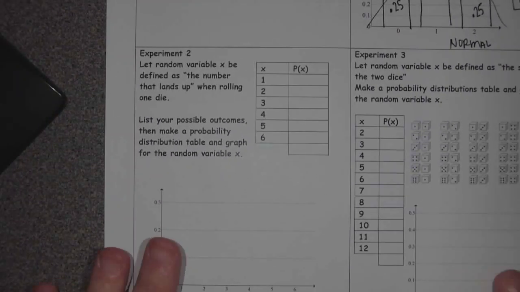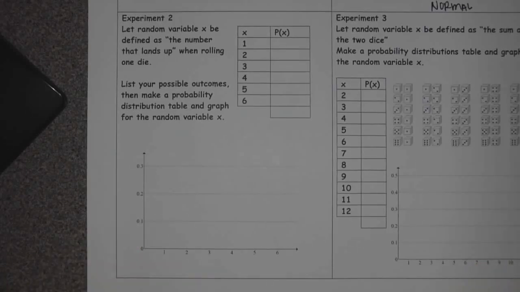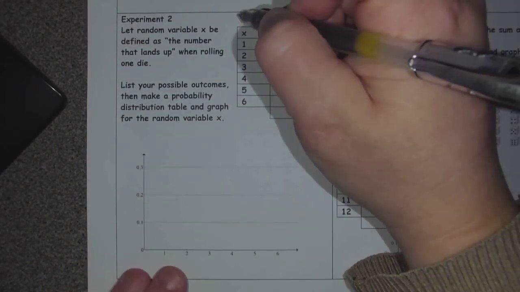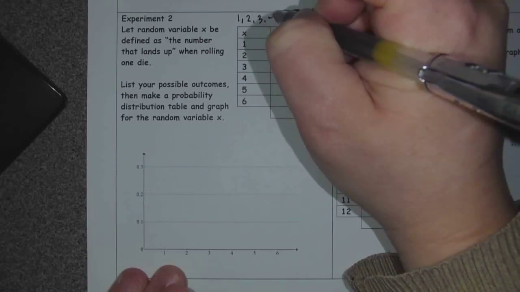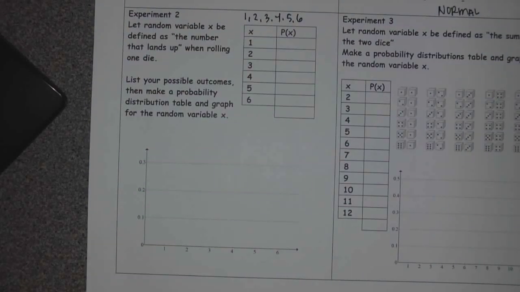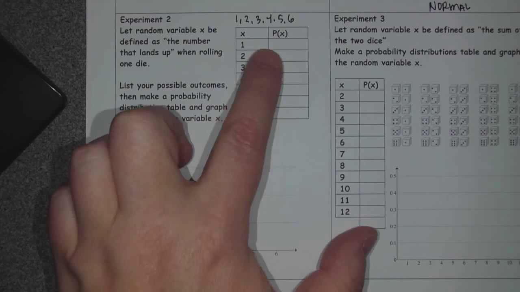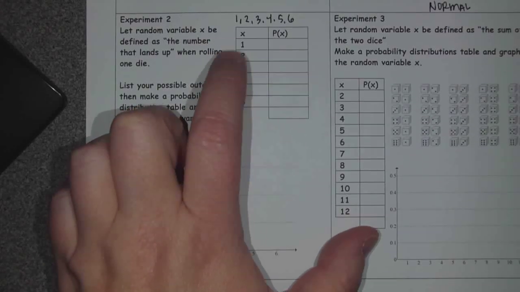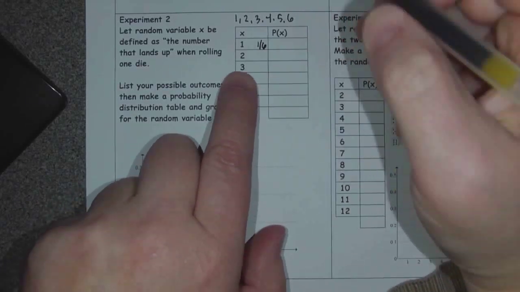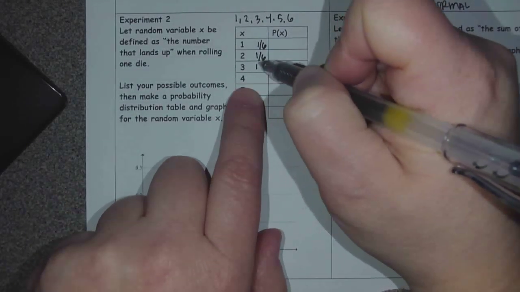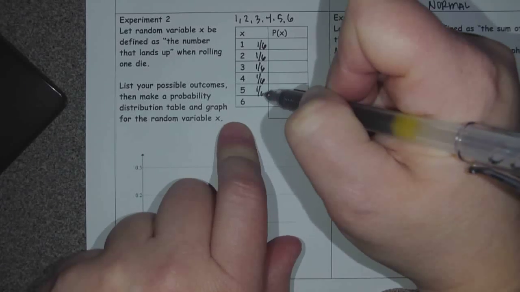Okay? Next problem. Let random variable x be defined as the number that lands up when we're rolling 1 die. List your possible outcomes, then make a probability distribution table and graph for the random variable x. So you roll a die. You have a chance of getting 1, 2, 3, 4, 5, and 6, right? That's your possible outcomes. So what's the probability of rolling a 1? 1 out of 6. Probability of rolling a 2? 1 out of 6. A 3, a 4, a 5, and a 6.